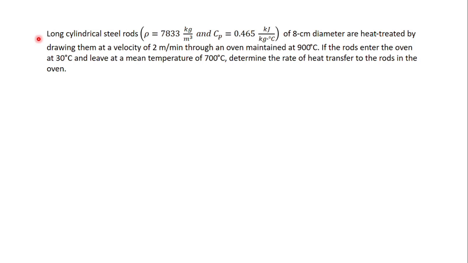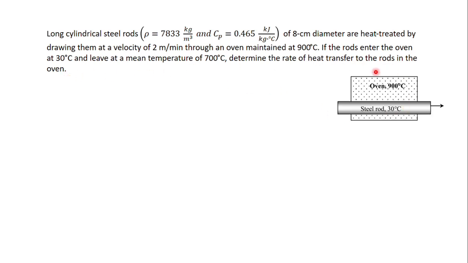In this problem, long cylindrical steel rods, which have a density of 7833 kg per cubic meter and a specific heat capacity of 0.465 kilojoules per kilogram times degree Celsius, of 8 cm diameter, are heat treated by drawing them at a velocity of 2 meters per minute through an oven maintained at 900 degrees Celsius. If the rods enter the oven at 30 degrees Celsius and leave at a mean temperature of 700 degrees Celsius, determine the rate of heat transfer to the rods in the oven.